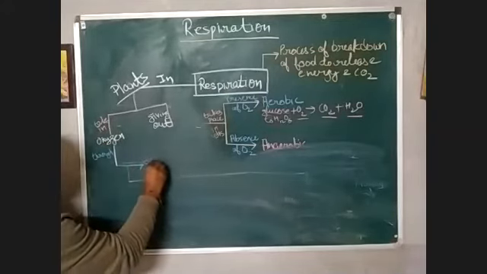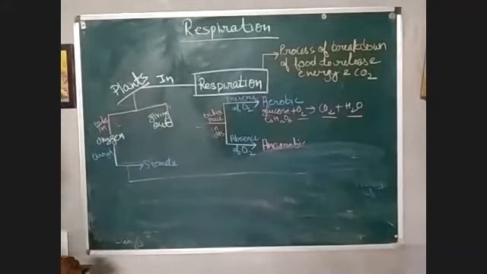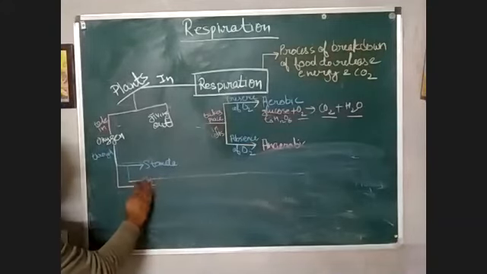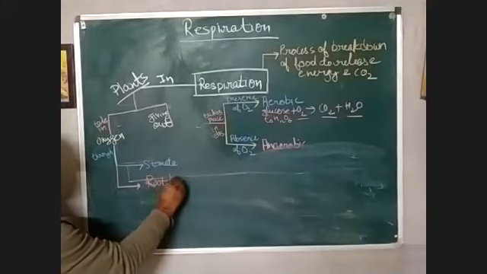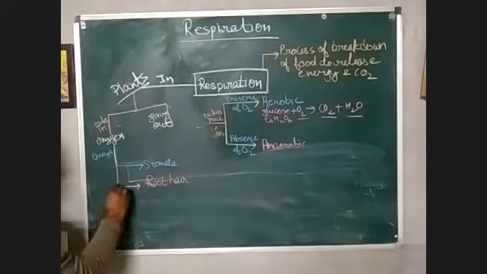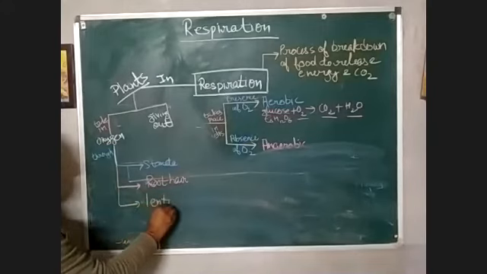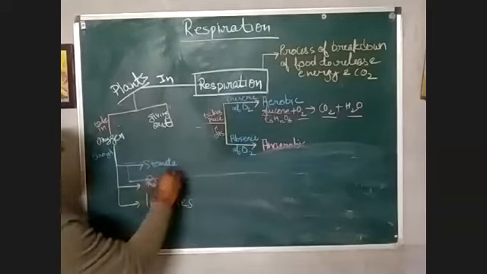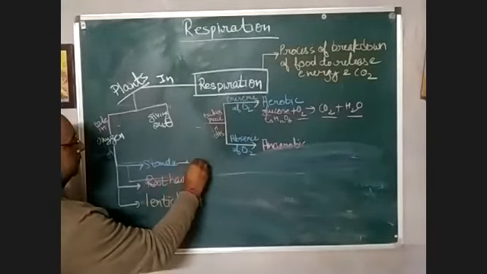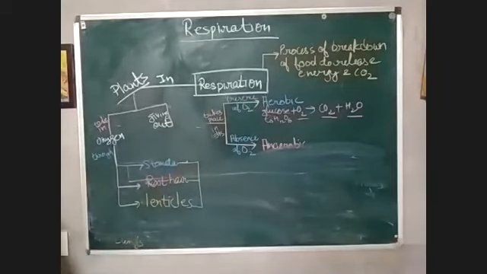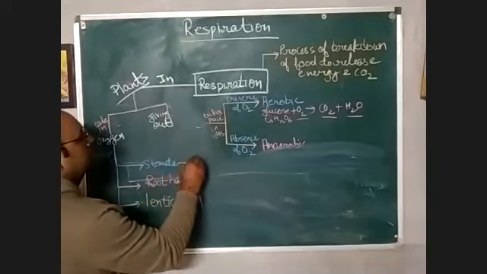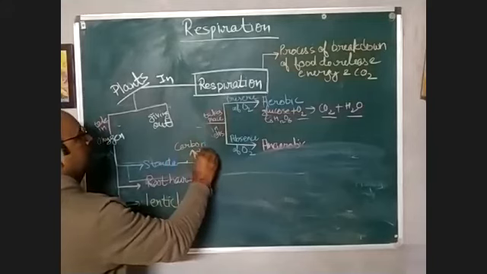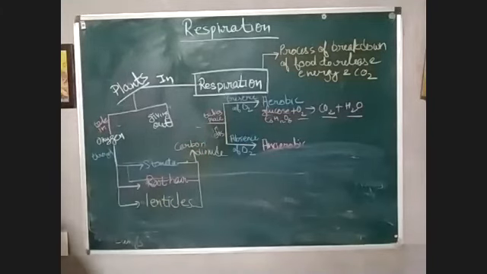One is stomata, another is leaves, root hair, and third is lenticels, right? So they use this oxygen, and then these all give out carbon dioxide, right?